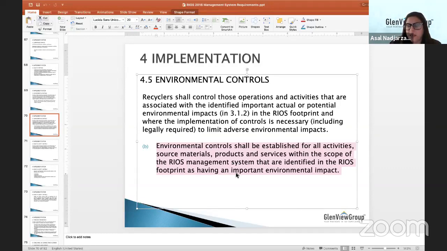And also, this entire phrase almost sounds like the controls are only required for environmental impacts that the organization has considered important. But I don't know if you want to speak about that. Like, don't ignore other non-important environmental impacts, right? Because they may be required by legal regulation, or it just makes good common sense.